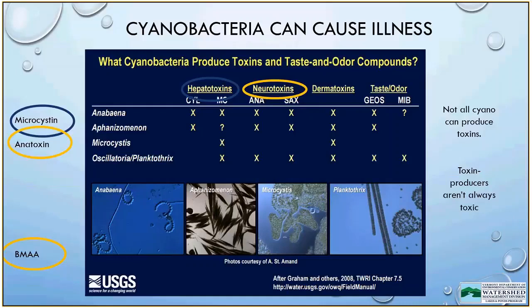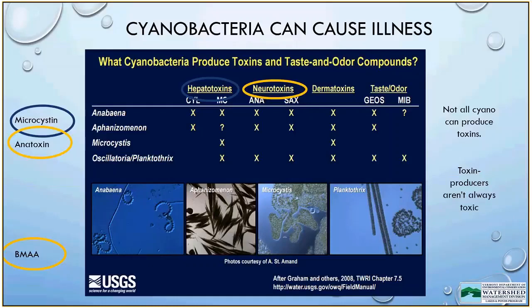So this slide from the USGS shows a little bit about the kinds of toxins that can be produced by cyanobacteria. The first, hepatotoxins, are circled in blue. There are two main types, cylindrospermopsin and microcystin. Microcystin is one that is commonly detected in Vermont. And hepatotoxins are liver toxins. They directly affect the functioning and health of your liver. Neurotoxins, anatoxin and saxitoxin, are cyanobacteria toxins that affect the nerves.